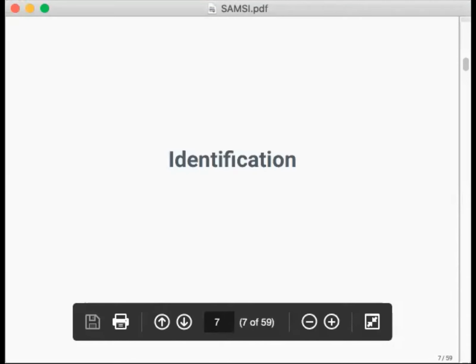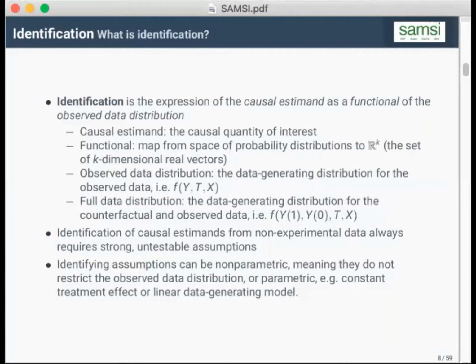This brings us to identification. Using assumptions to link counterfactuals to the observed data is called identification, which means something slightly different in the causal setting from the way that identification is used in statistics more broadly. Identification is the expression of the causal estimand as a functional of the observed data distribution.